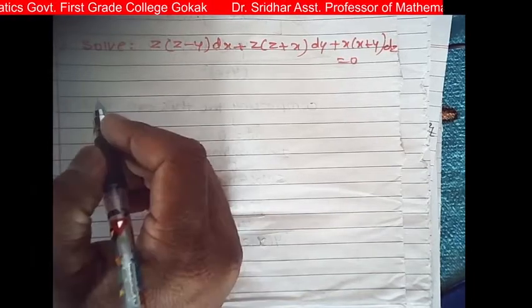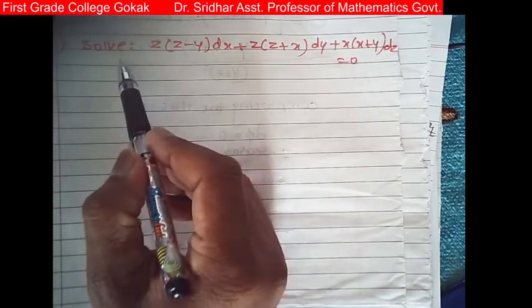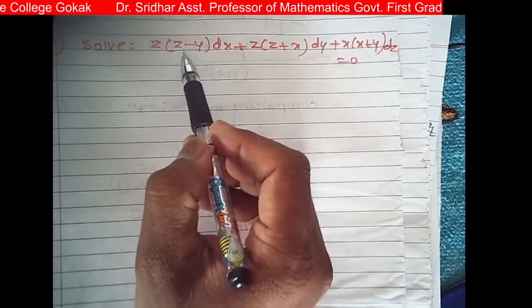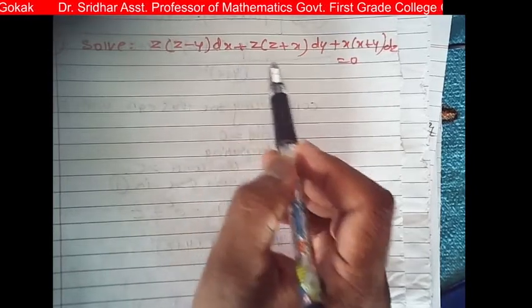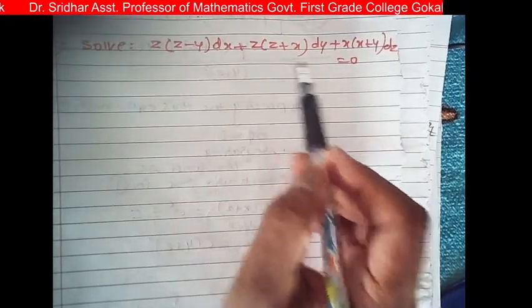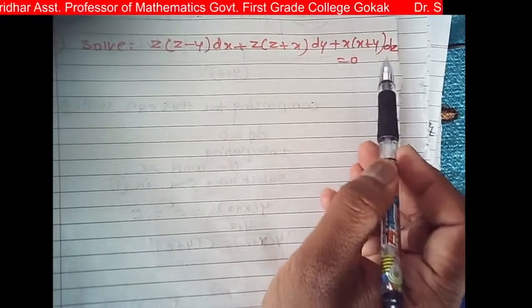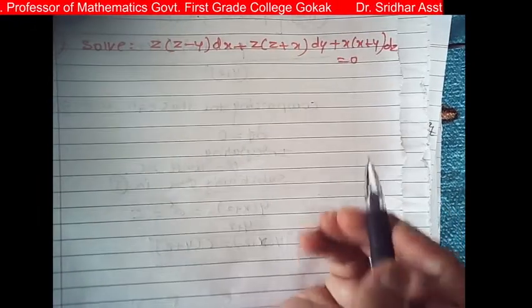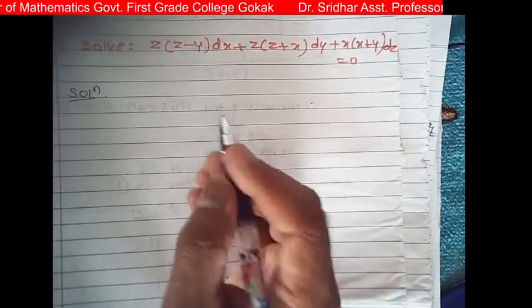So today we go on to the next problem. Solve z into z minus y dx plus z into z plus x dy plus x into x plus y dz is equal to 0. So this is the problem.